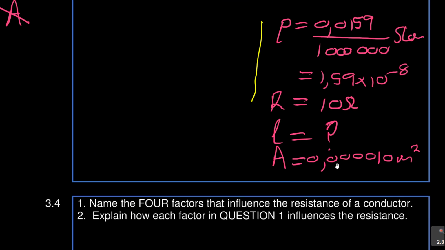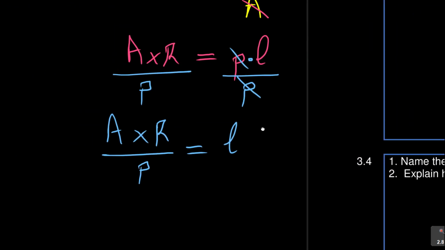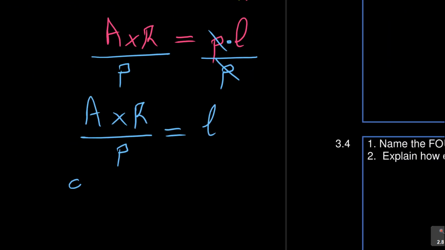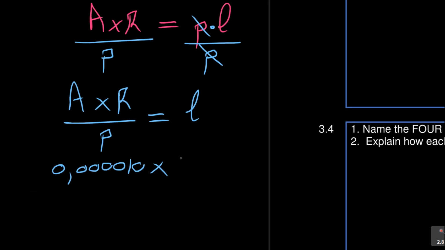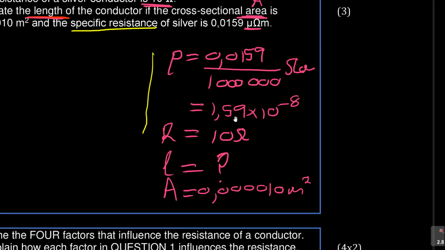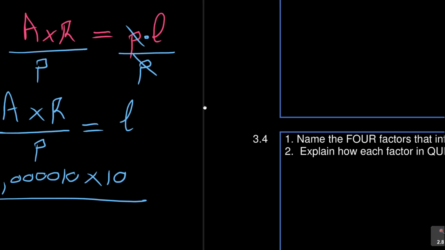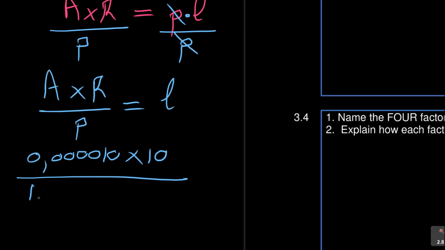They told us it is 0,40 and 10. So I'll write here and say 0,1, 2, 3, 4 and 10 times what is the resistance? It was 10 ohms. Alright, divided by P, or our rho, the resistivity or the specific resistance, which is 1,59 times 10 to the power negative 8. Then it is going to give us the length.